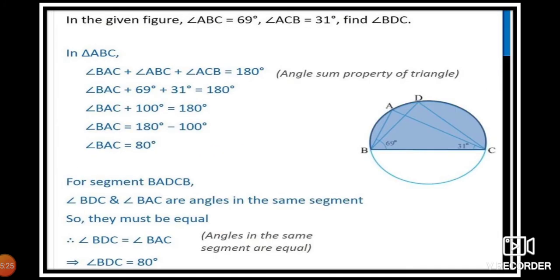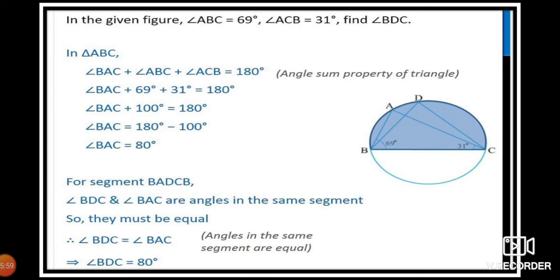Okay, next. In the given figure, angle ABC equals 69 degrees and angle ACB equals 31 degrees. Find angle BDC. Observe carefully, students, whatever the BAC and BDC. So in triangle ABC, where is the ABC? You can observe clearly: angle B is given, angle C is given already. Now we want to find out angle A only.